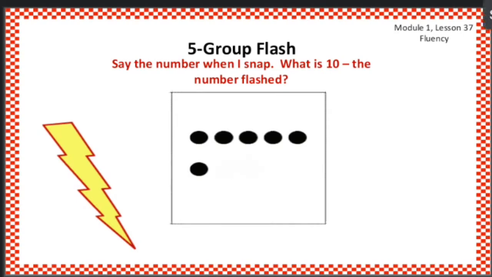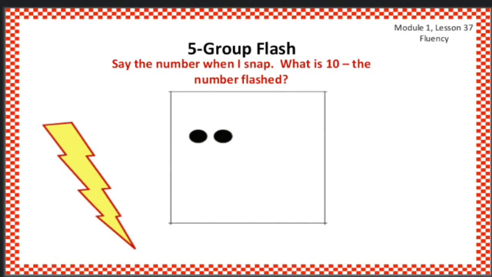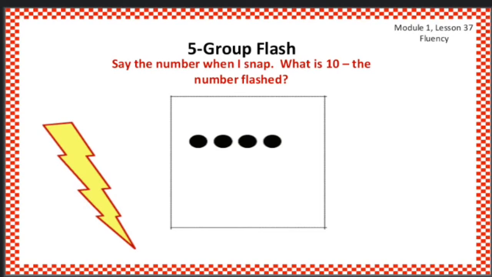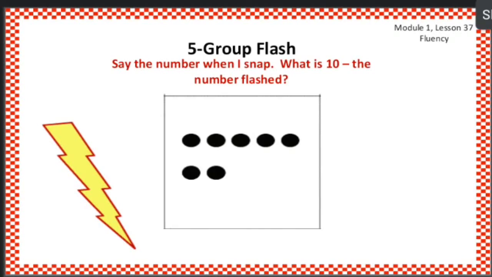Okay, let me snap again. Wow, this is 6. So 10 minus 6 will give us 4. Very good. Let's snap again. 8 because 10 minus 2 is 8. Then the next 1 because I have 9 dots here. So 10 minus 9 is going to be 1. The next is 6 because 10 minus 4 will give us 6. Very good. This is fun. How about this? 3. Very good.